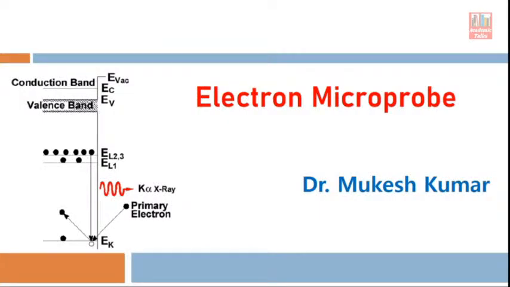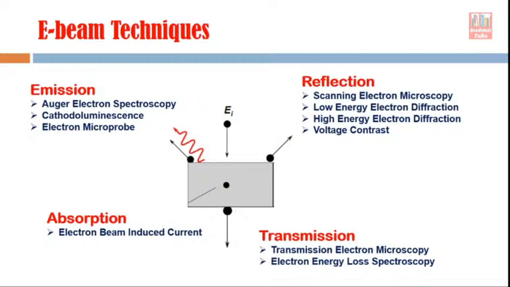Hello students, the title of today's lecture is electron microprobe. Electron microprobe is also a type of electron beam technique. You know that in electron beam techniques for the characterization of materials, an electron beam interacts with the sample material, and during its interaction many possibilities occur. There may be reflection of the electrons, there may be transmission, absorption or emission of new radiation.